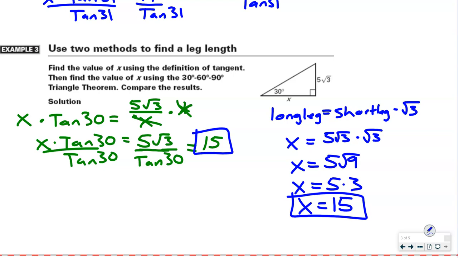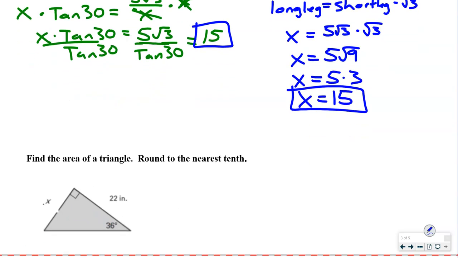So the 30, 60, 90, tangent, cosine, sine, they'll still work for your 30, 60, 90s. But the formulas that we used for that are just another way that we can solve those special triangles. Sine, cosine, and tangent work with all right triangles. Some examples down here at the bottom.